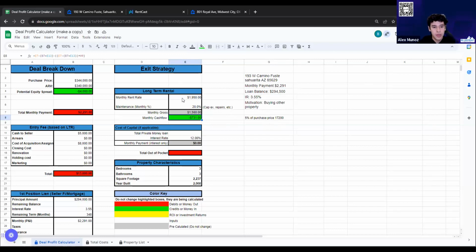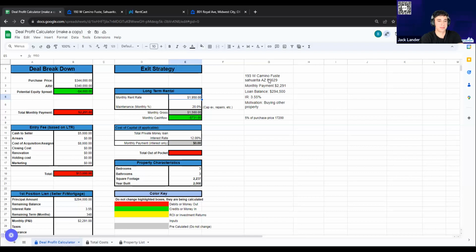And when you're looking at it from a long-term rental perspective, you have to remember over time, monthly rent will increase. Just because it's not cash flowing today doesn't mean it's not going to cash flow in 2 years.